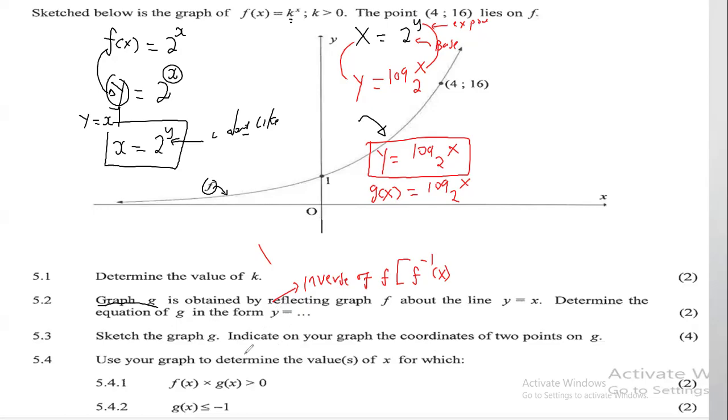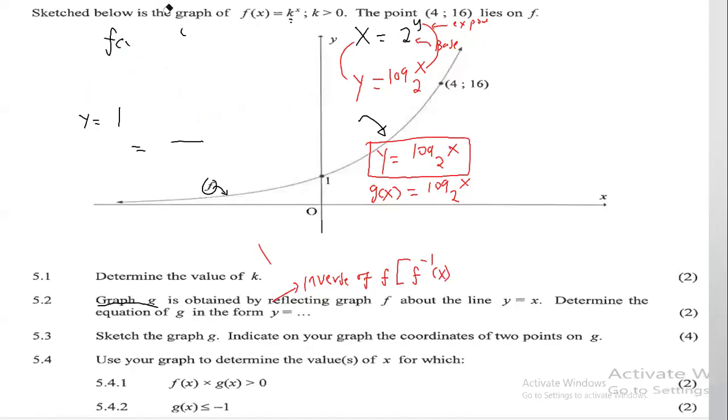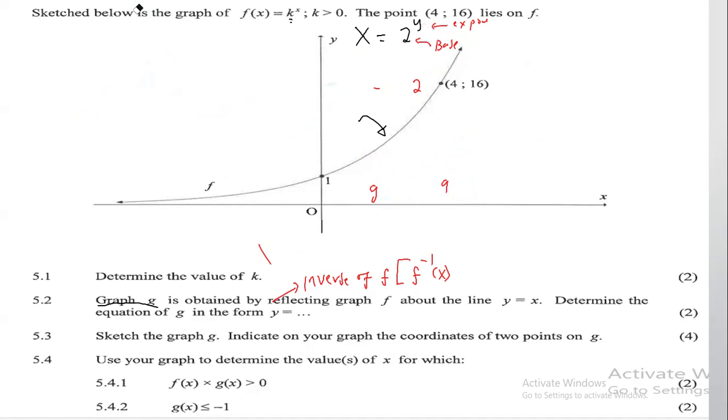Okay, now we're going to 5.3. Sketch the graph of g. I love this maths. This examiner brings some good stuff, because now the function f is drawn for you. The exponential function is drawn for you. And they want you to sketch the graph of g, which is the inverse of f.